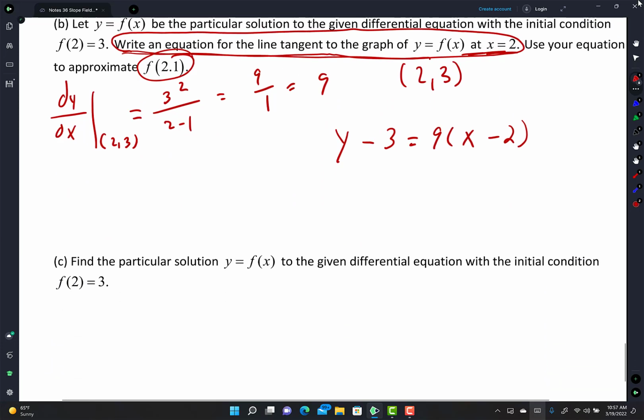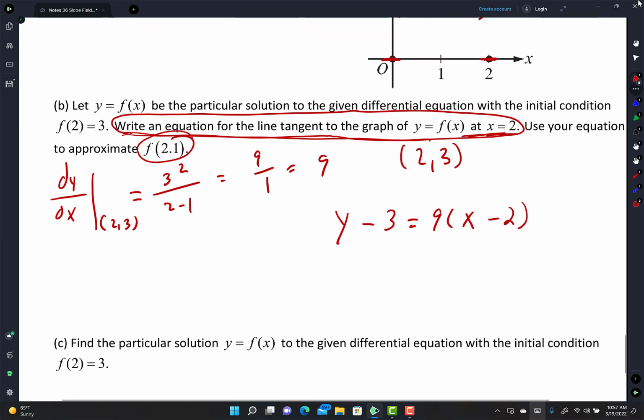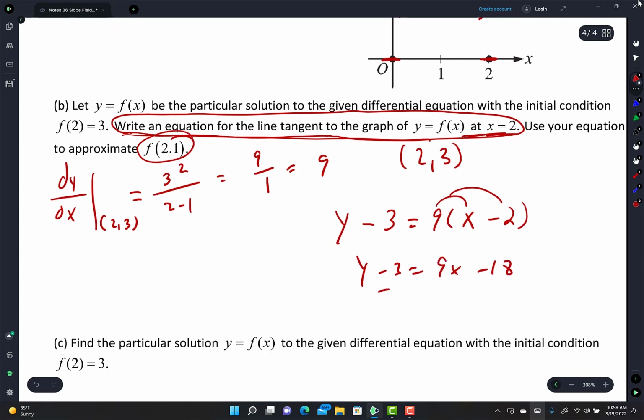Later on, we are going to find the actual equation. So this is my tangent line. If I want f of 2.1, or do you want me to solve for y? Doesn't matter. Let's solve for y. y minus 3 equals 9x minus 18 plus 3, so y equals 9x minus 15. Is that correct, guys? Okay.